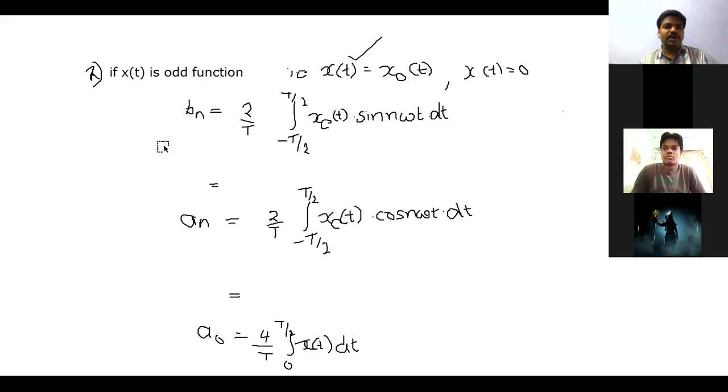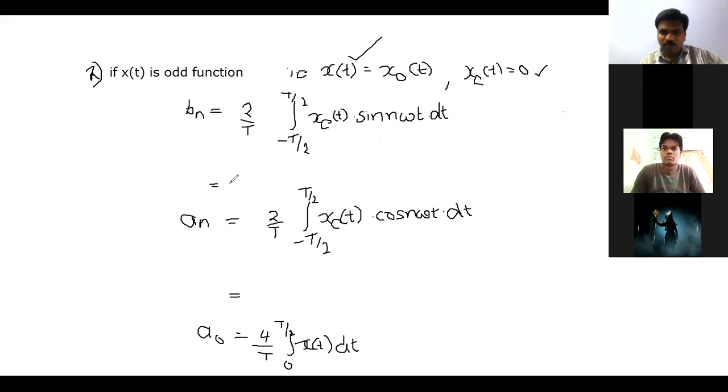Just now we have determined the Fourier series coefficients for the even function. Now we are going to derive the same Fourier coefficients for the odd function. So x of t is equal to x naught of t, and xe of t is equal to 0. Now, if we substitute the same conditions in the Fourier series coefficients, let us verify which coefficients exist and which coefficients are nullified.